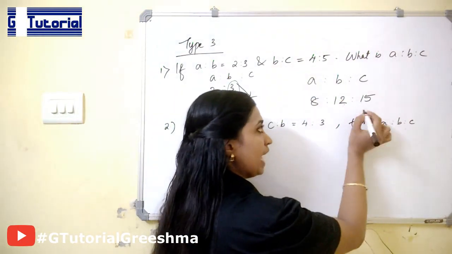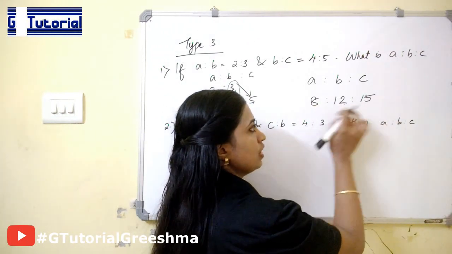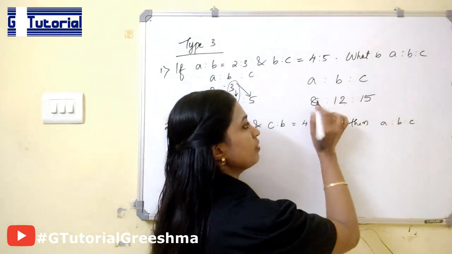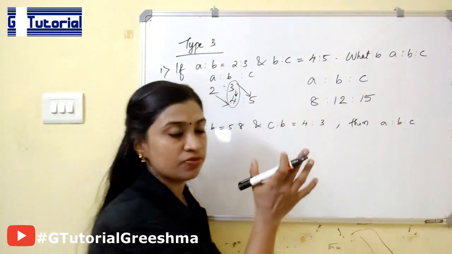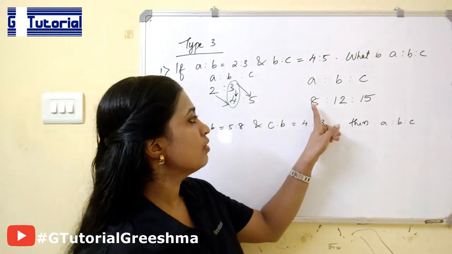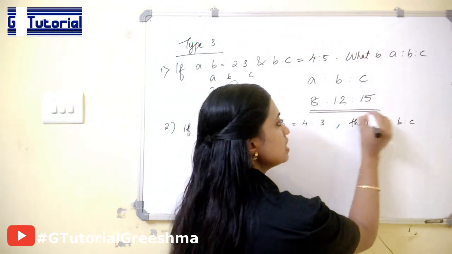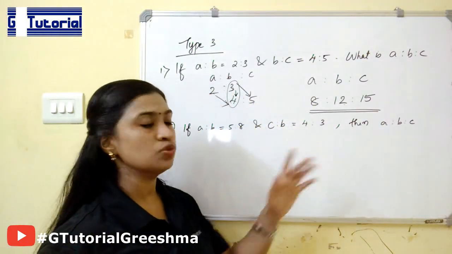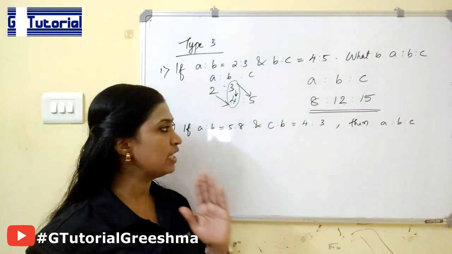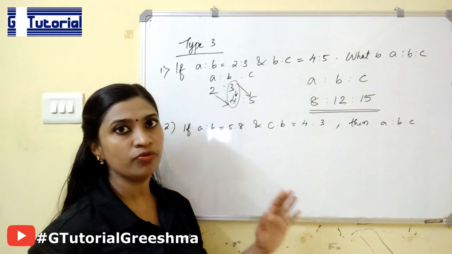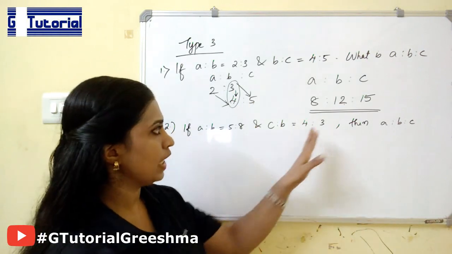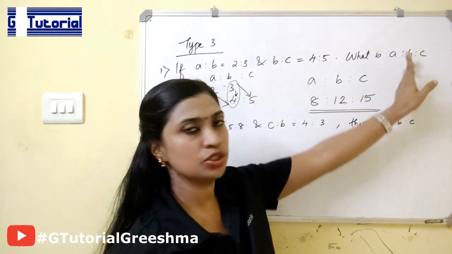And if you can cancel out any of the multiples, then convert this to the simplest form. Here there is no common term between 8, 12 and 15. So this is the simplest form. So this is the ratio a is to b is to c. Ratio should always be the simplest form of any numbers. So 8 is to 12 is to 15 is the combined ratio.